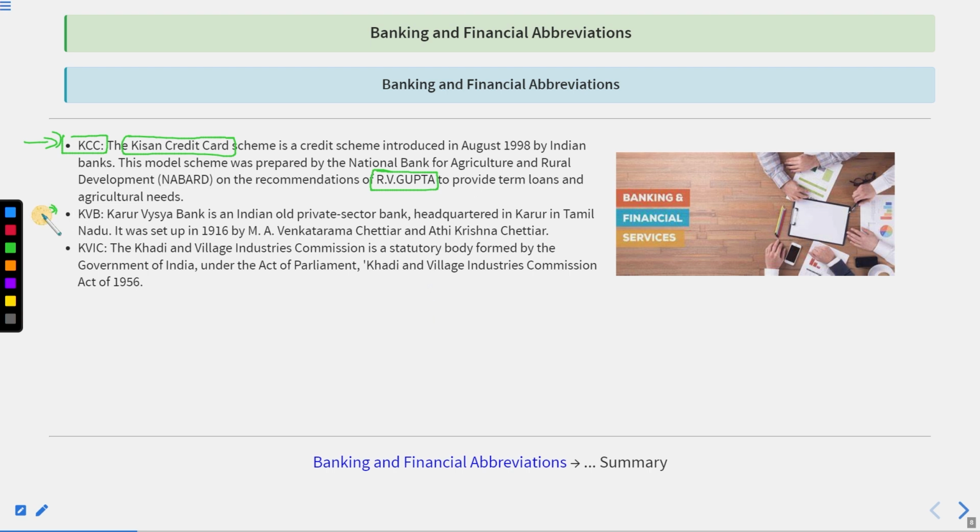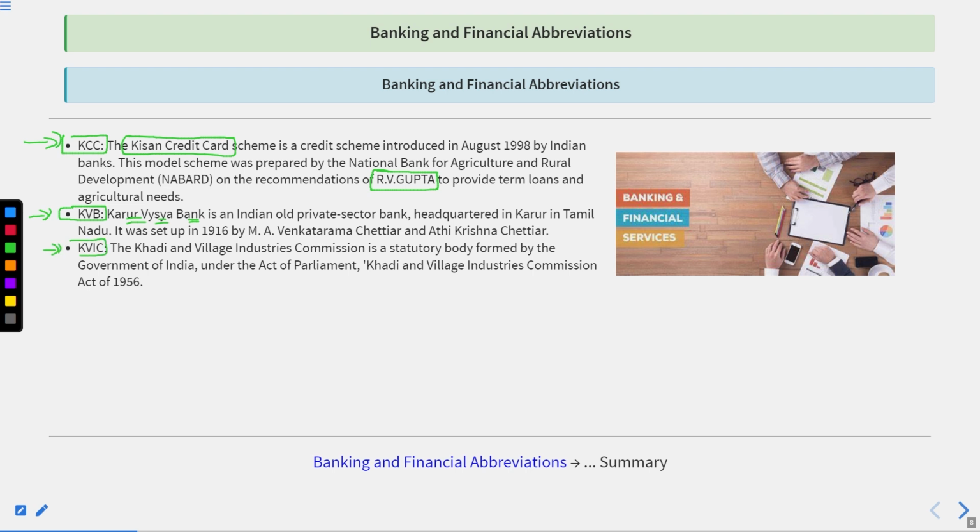The KVB, Karur Vysya Bank. It is the oldest private sector bank in the country, headquartered in Karur, Tamil Nadu, set up in 1916 by M.A. Venkatarama Chettiar and Ati Krishna Chettiar.